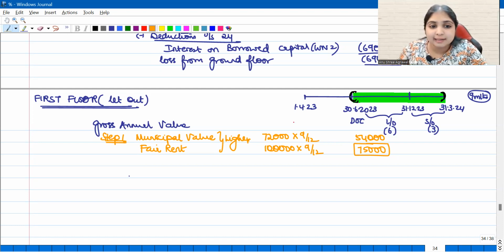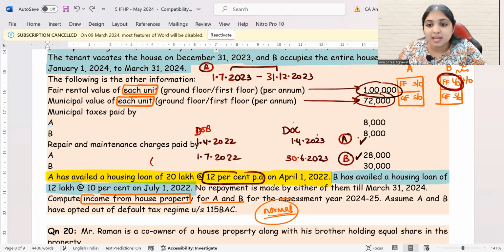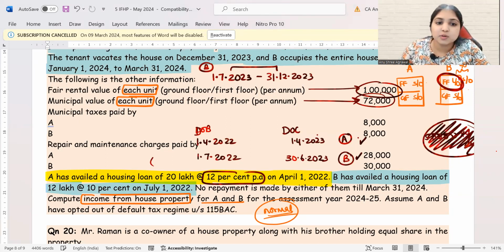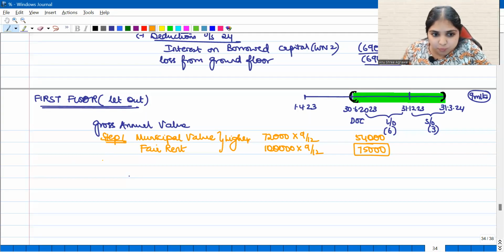Understood, everybody? Had they not mentioned this, then we would have treated as if 1 lakh is for ground floor and first floor. So we would have said, okay, fine, first floor 50,000. Then we would have said 50,000 is for the whole year. So what is for 9 months? We would have done like this. But no need to do all this in this question because here they have given us numbers for each unit separately. Understood, guys? Okay, so this is step one.